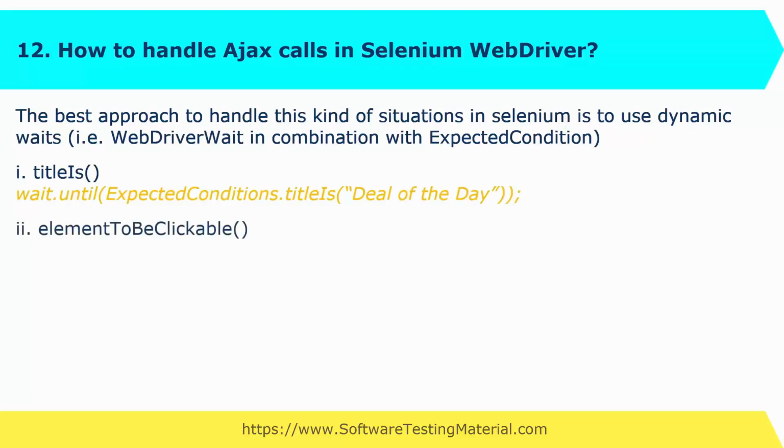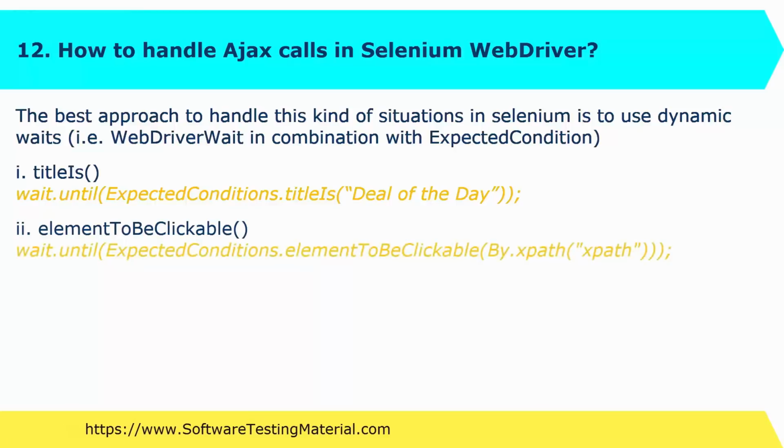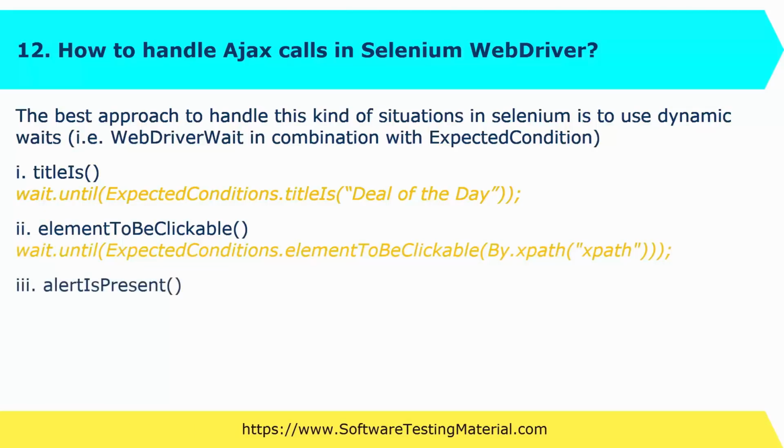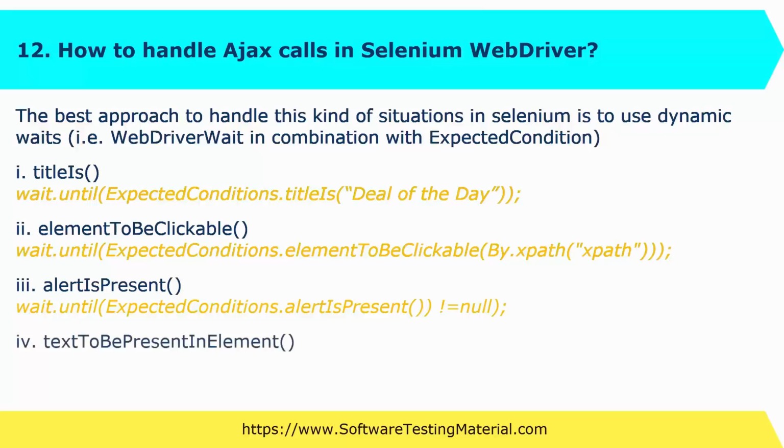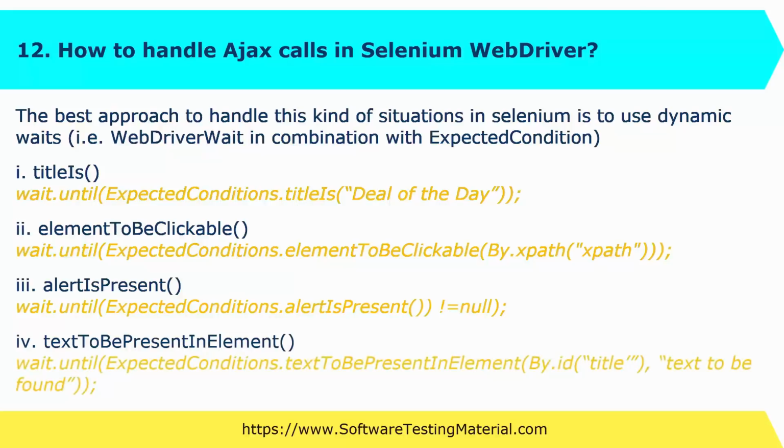Element to be clickable. The expected condition waits for an element to be clickable. That is, it should be present or displayed or visible on the screen as well as enabled. Alert is present. The expected condition waits for an alert box to appear. Text to be present in element. The expected condition waits for an element having a certain string pattern.